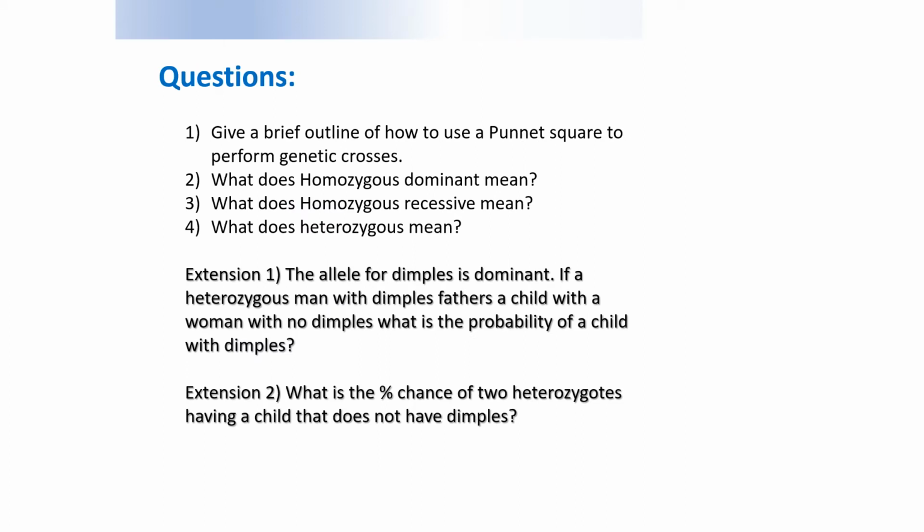You have some questions to answer here. Questions 1 to 4. Give a brief outline of how to use a Punnett square to perform genetic crosses. What does homozygous dominant mean? What does homozygous recessive mean? What does heterozygous mean? And you have 2 extension questions to answer. Let's pause the video and try it now.